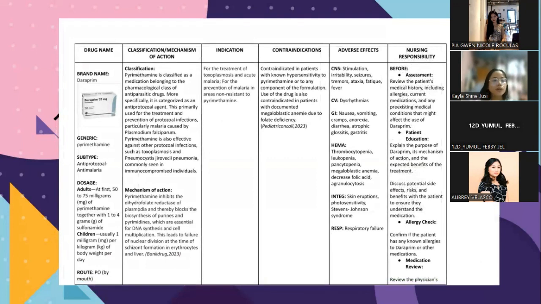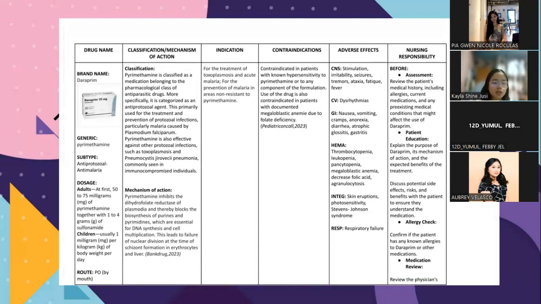So now for the Daraprim, the brand name. The generic name is pyrimethamine. Pyrimethamine is a medication primarily used for the treatment and prevention of malaria, a parasitic infection caused by Plasmodium species, and it belongs to the class of medication known as antiprotozoals, which are the drugs used to treat infection caused by protozoan parasites.